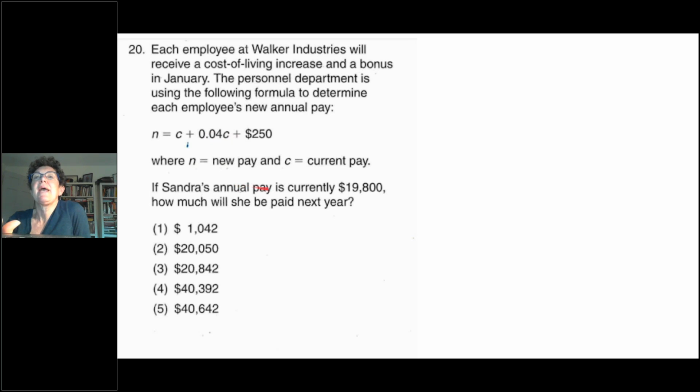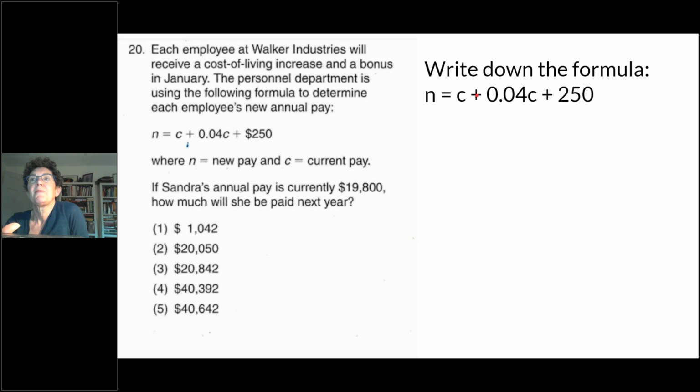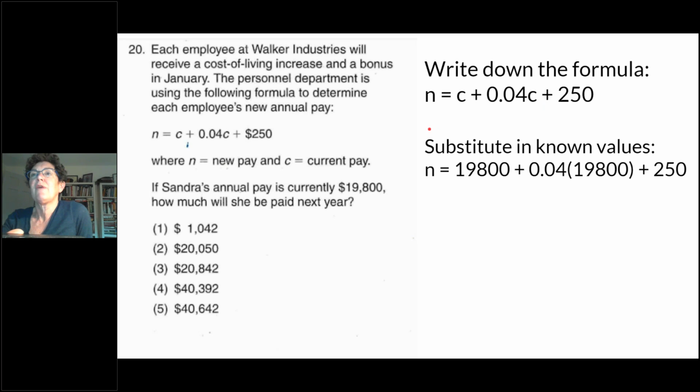So if Sandra's annual pay is currently $19,800, how much will she be paid next year? So remember what we do. Formula: N equals C plus 0.04C plus 250. And I recommend writing it down just this way to start, not looking back over here, but starting on your own work by writing the formula down to make sure that we get the values exactly correct. Then we substitute in our known values.